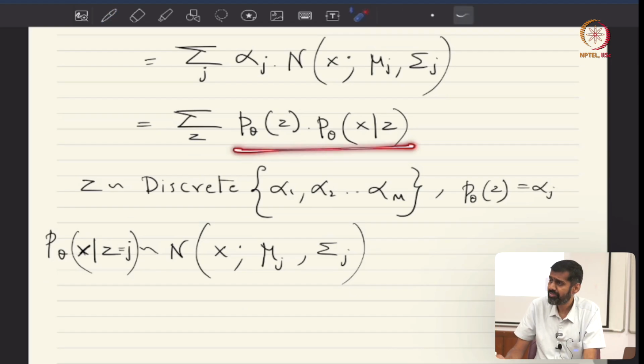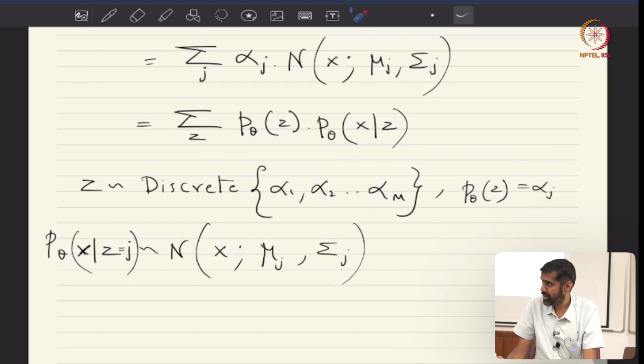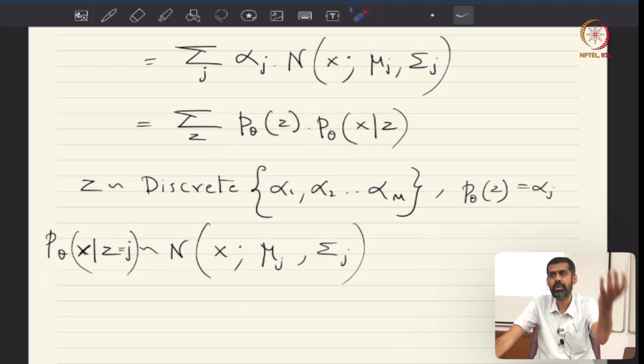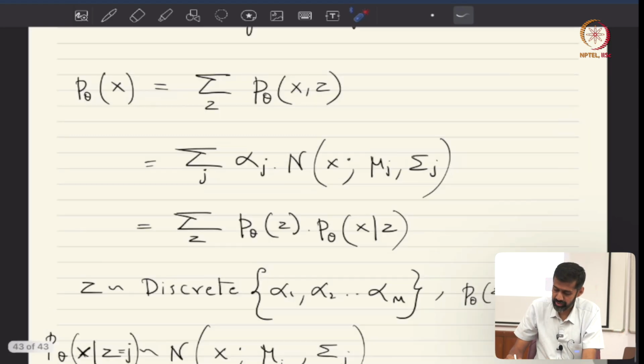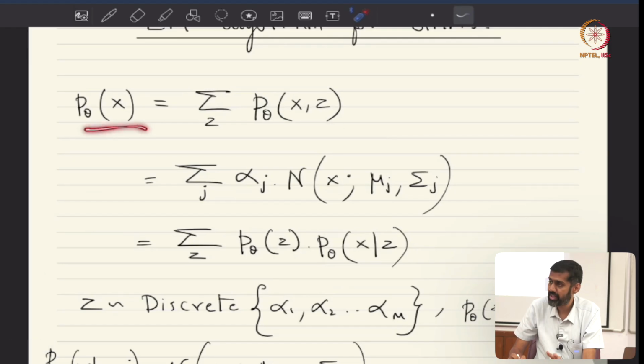See, any latent variable model can be interpreted that way. First you sample from P theta of z, then you sample from P theta of x given z, that is it. That is what is happening. Any joint distribution is that way: you first sample from one of the distributions and then, conditioned on that, sample from the other. Okay. So this is P theta of x and z, and this is your P theta of x. Is that all right?